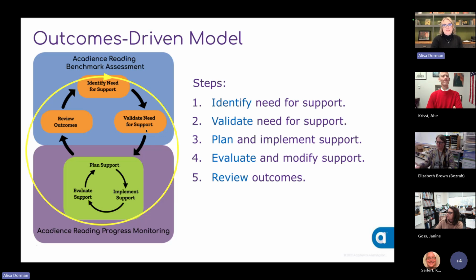Step 3 and 4, once we know we've got the kids at risk, separated from those who are likely to be okay with just first good instruction in general, Tier 1 type of support, then we move them into this lower portion where you see highlighted here. And we go through a series of cycles from beginning of year to middle of year where we're iterating. We're planning a support for the student, implementing that support, and evaluating the support with that student using progress monitoring data to be the feedback loop.